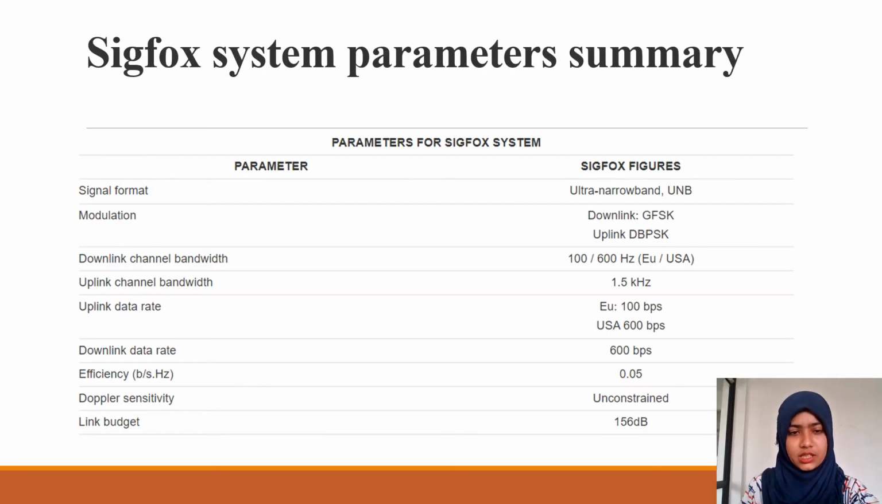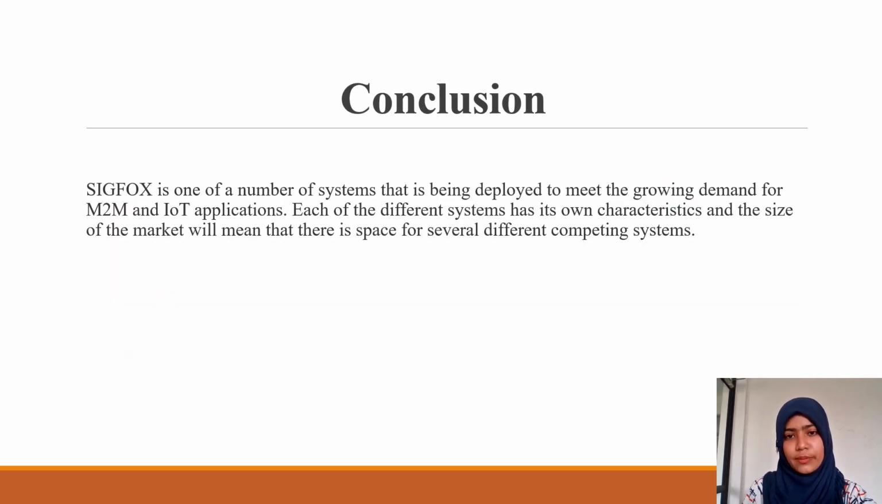Sigfox system parameter summary. The parameters for Sigfox systems are: signal format is ultra narrow band, UNB, with modulation GFSK on the downlink and DBPSK on the uplink. Uplink channel bandwidth is 100 Hz. Downlink channel bandwidth is 1.5 kHz. Uplink data rate is 100 bps. Downlink data rate is 600 bps. Efficiency is 0.05, drop sensitivity unconstrained, and link budget is 156 dB.